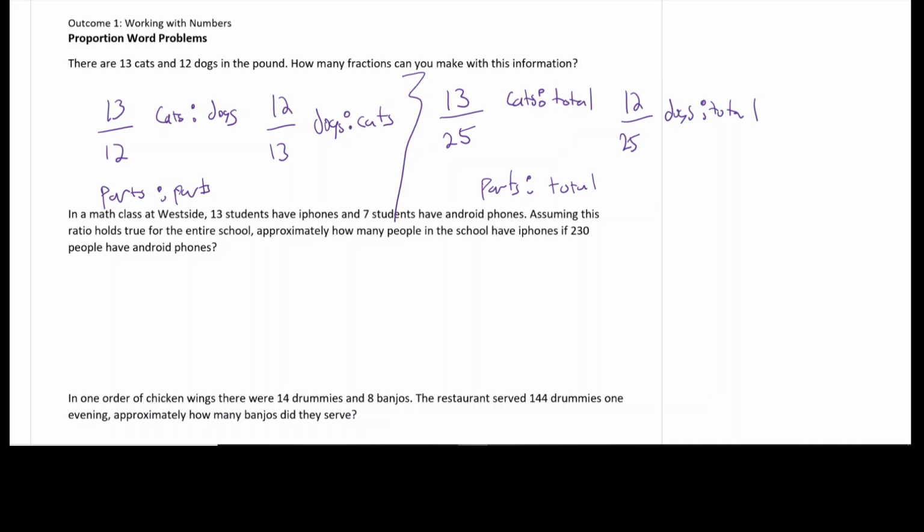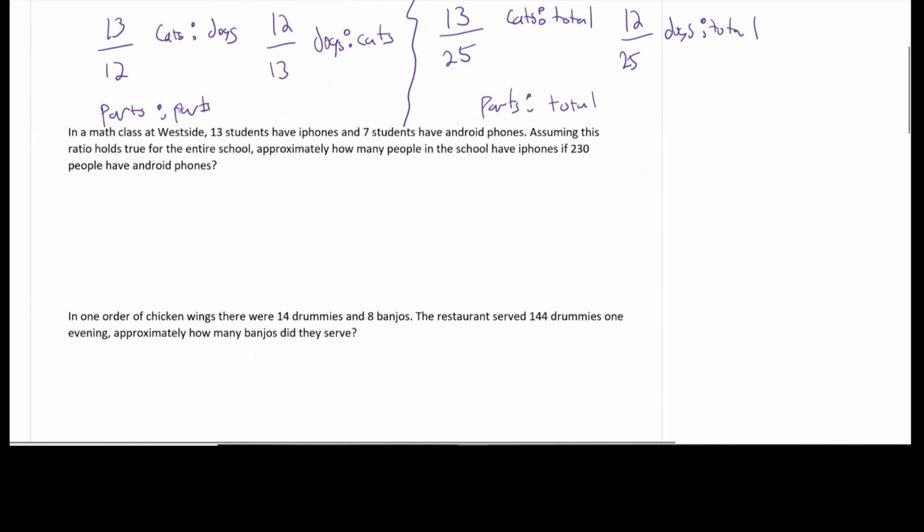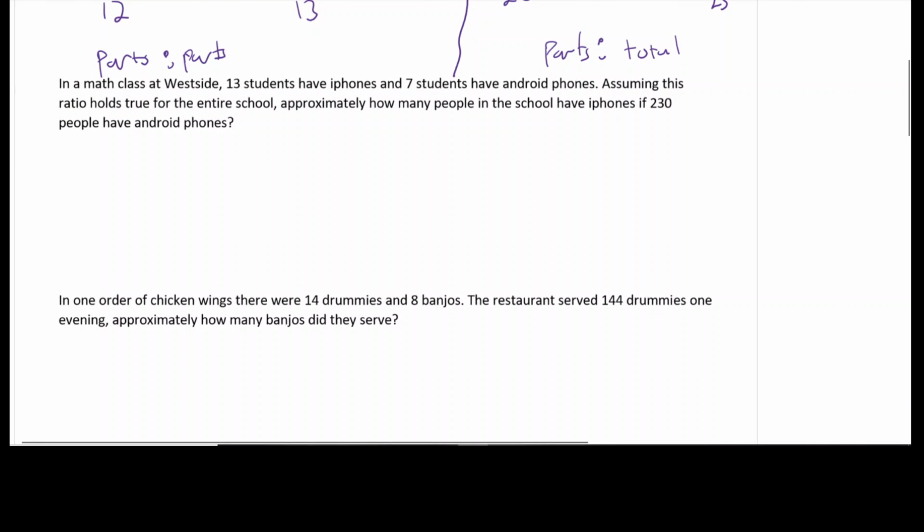So the second 2 are very useful in getting percentages. If you wanted to know what percentage were cats or what percentage were dogs, you have to use these second 2. And sometimes based on the information in the problem, you need to use a total instead of a parts to parts. So I'll look at setting up the first problem here.